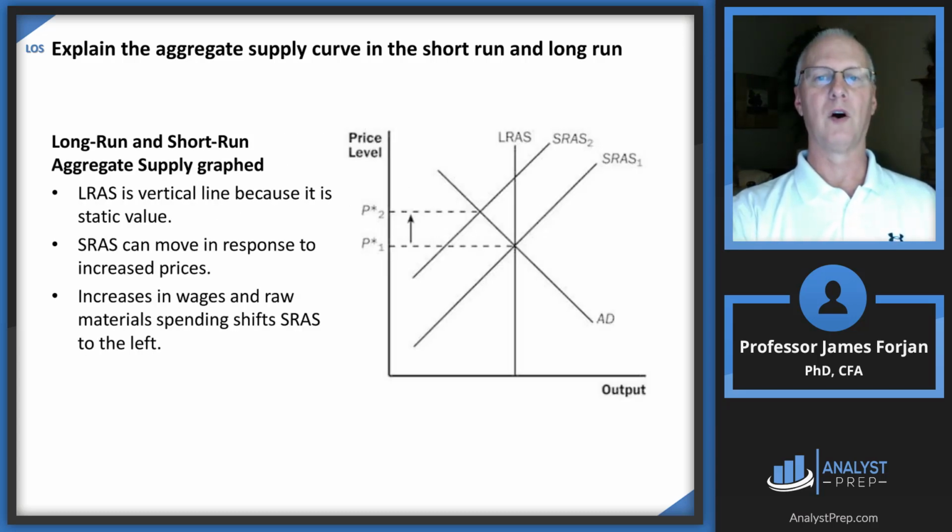All right, here's the long-run aggregate supply curve, which is fixed, because it has a static value. That's why it's straight up and down. But the short-run aggregate supply curves can change. And so they're going to shift either outward or inward, depending on whether there are increases in wages and raw materials or decreases in those inputs.